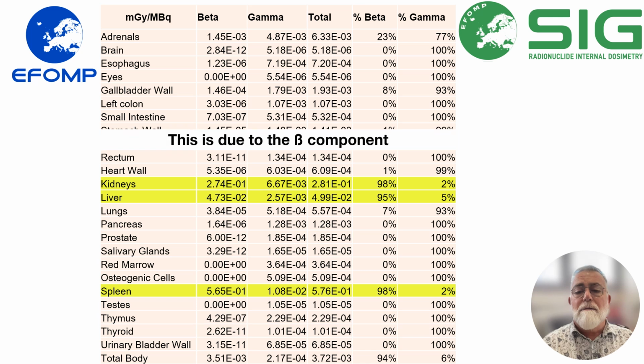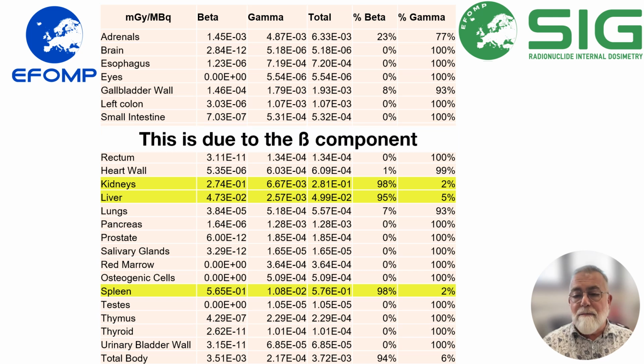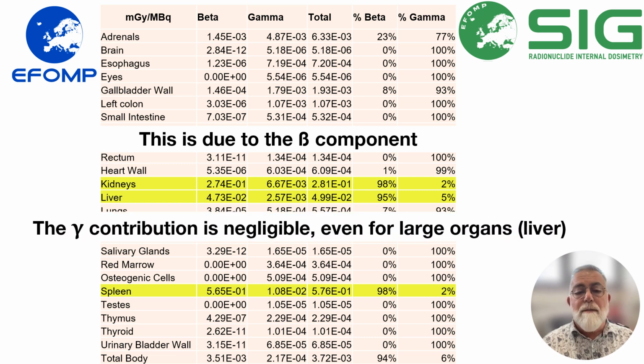Okay. And then, most of the irradiation and the high irradiation in all the source tissues and organs is coming from the beta component. Then the gamma contribution is negligible even for large organs like the liver. As you can see, the liver is larger than kidneys and spleen, but the contribution is still 5%.